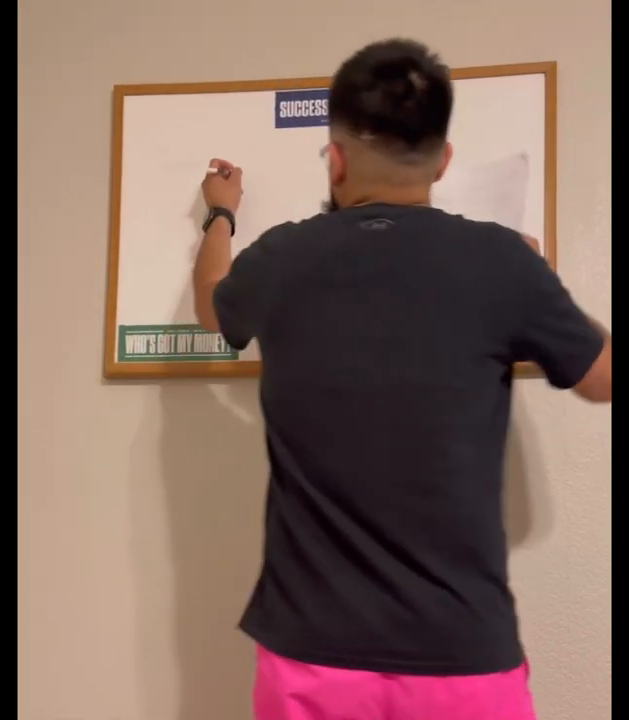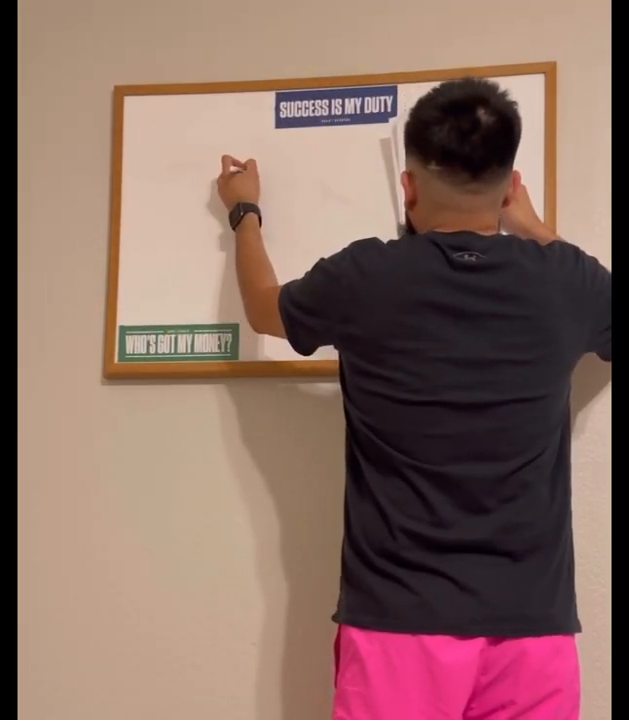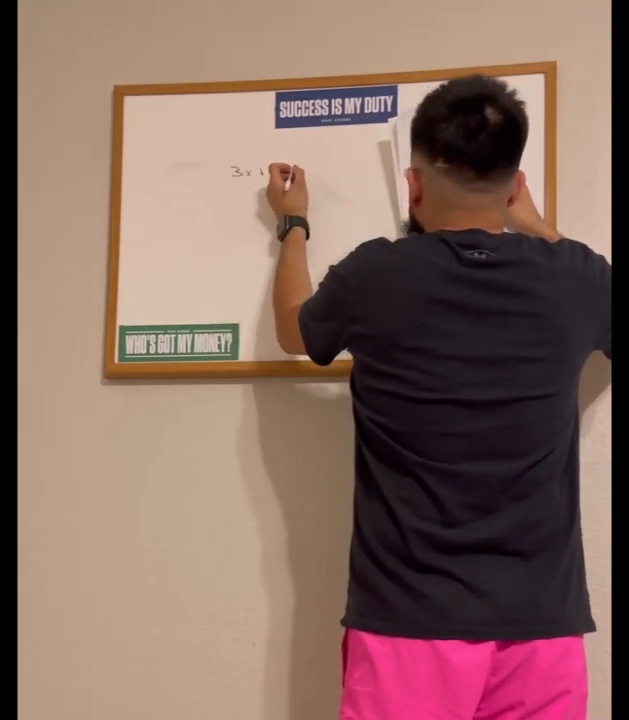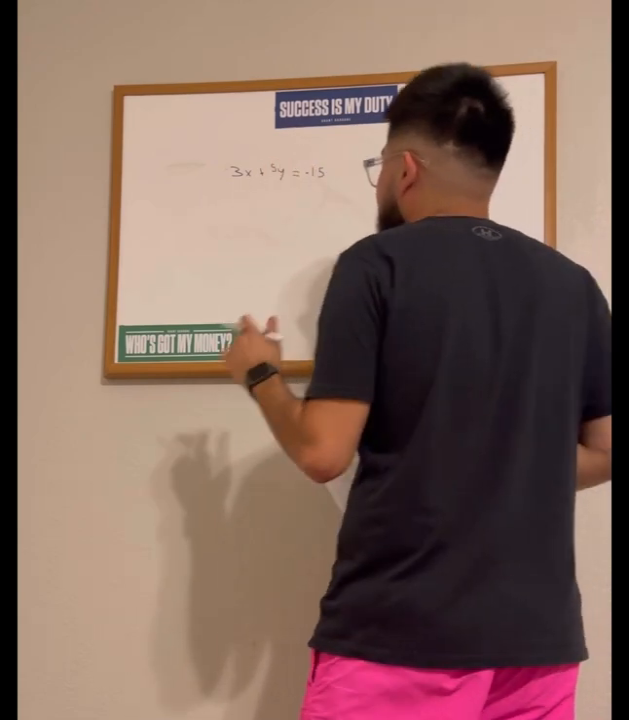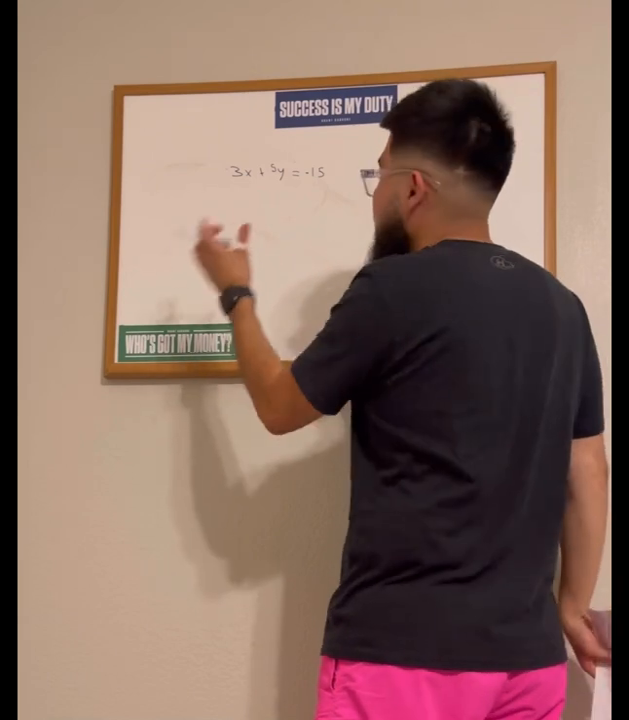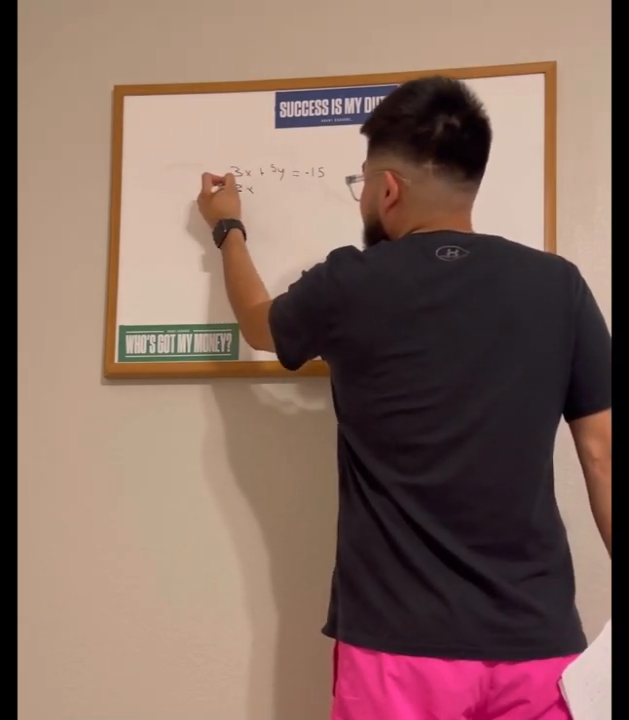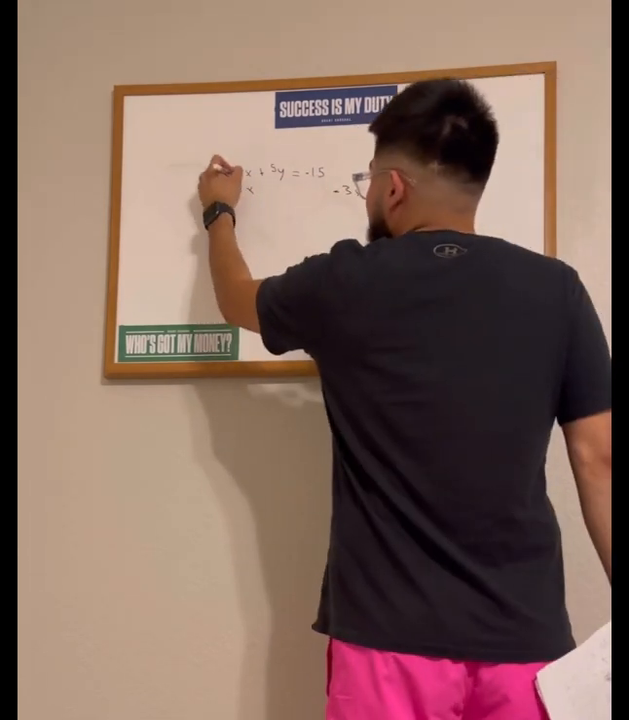Problem number 4. You have to find the slope of line represented by the standard form equation. Okay, so you have to put right here the equation is 3x plus 5y equals minus 15. Okay, the first thing you have to do is leave the x because you have to leave alone the y. So it's minus 3x. So delete it.